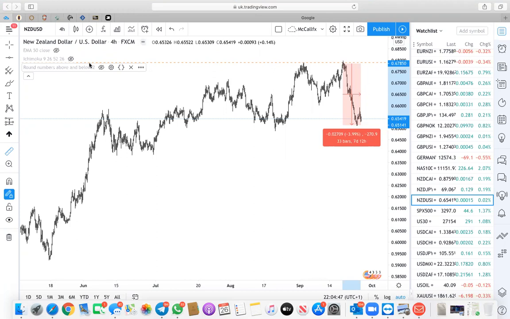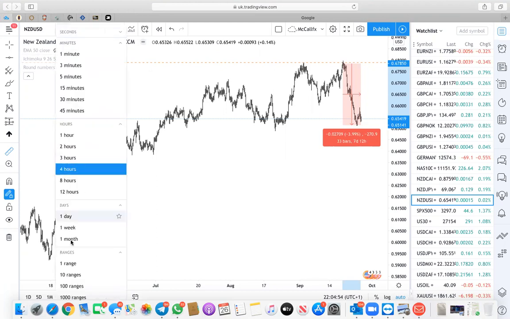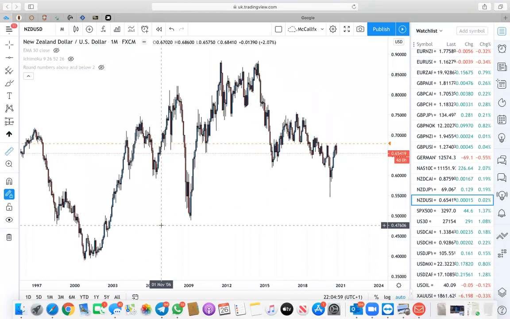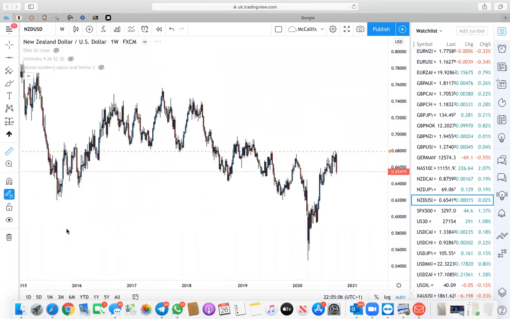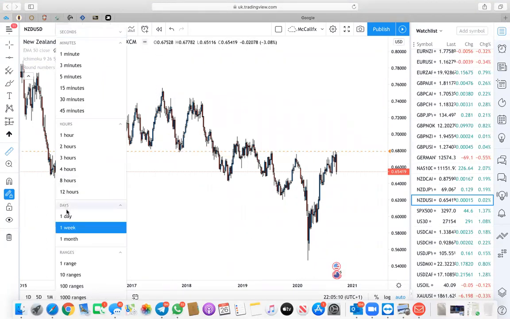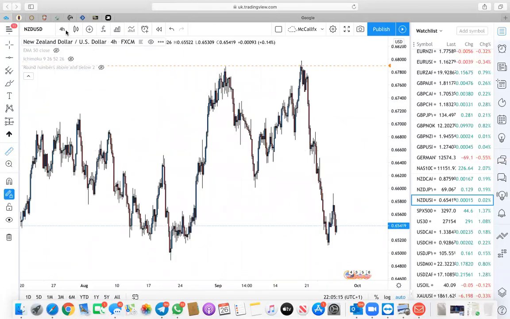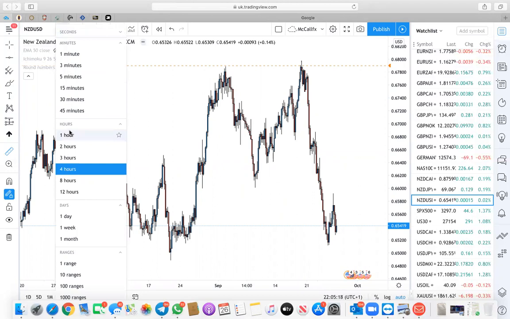So if I wanted to do my analysis on the NZD USD, I start with a high time frame, which is the monthly time frame. I want to see the overall direction of the market. What is the market showing me? After the monthly time frame, you move to the weekly time frame, then the daily time frame, then the 4-hour time frame, and then you take your entries off the 1 hour, the 30 minute, or the 15.